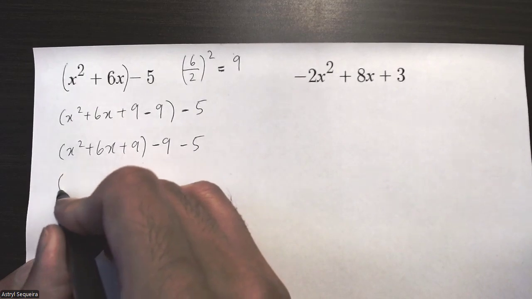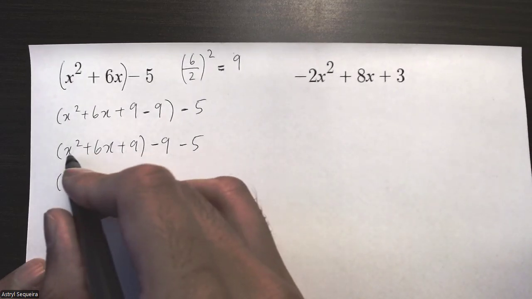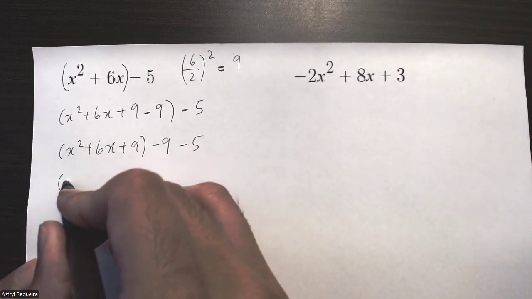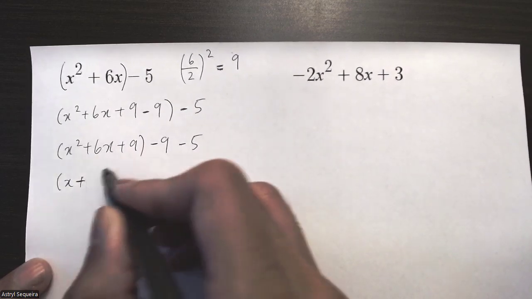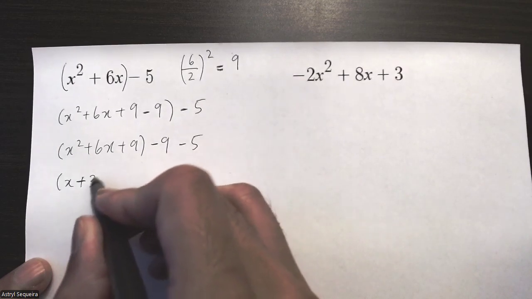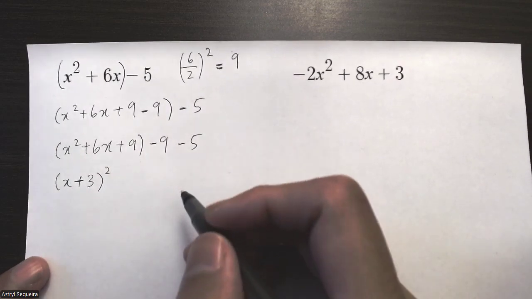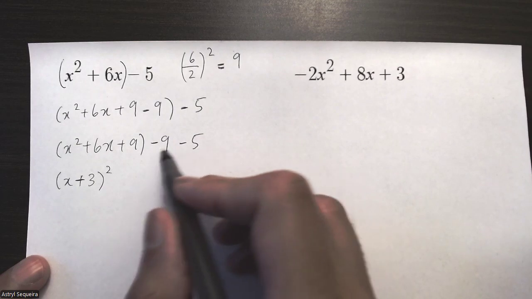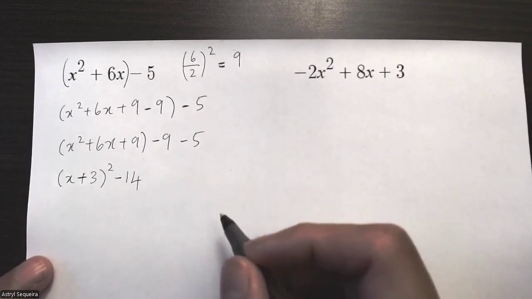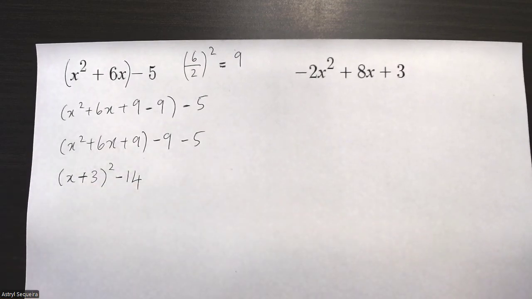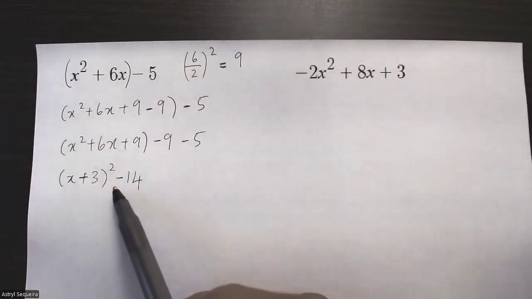Then last step, you want to perfect square this bracket. So square root of x squared is x. Take the sign from the middle. Square root of 9 is 3. Put a square outside the bracket. And then combine the like terms on the outside. So this is just negative 14. And this is my final solution in vertex form.